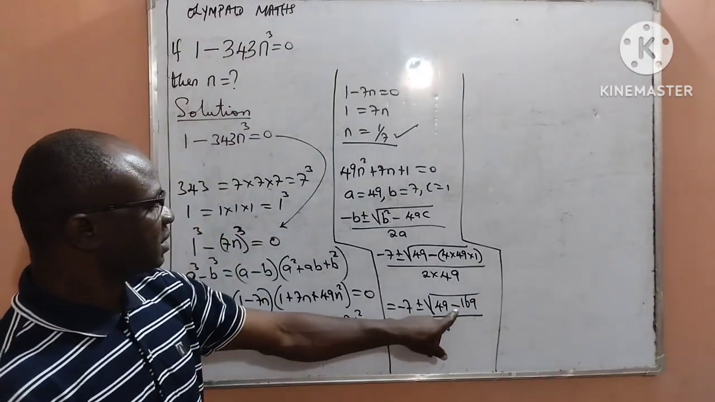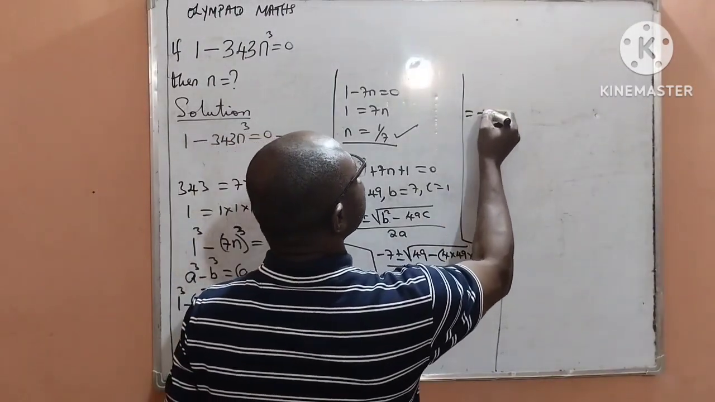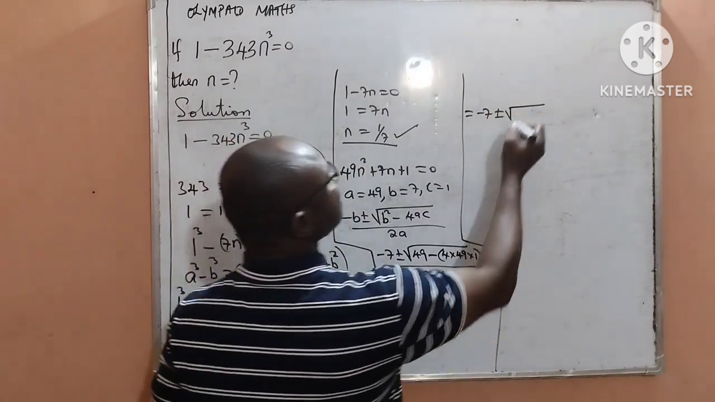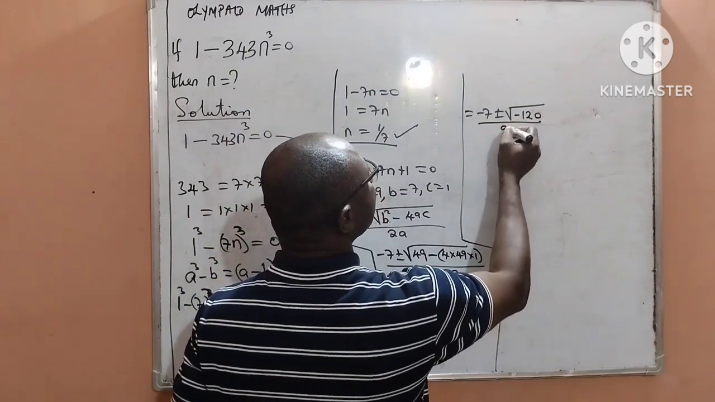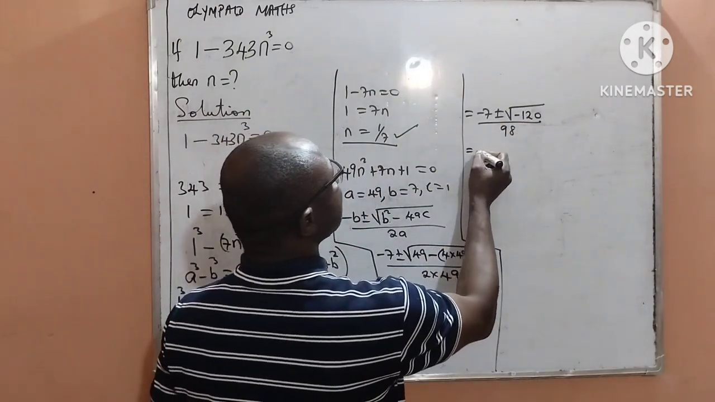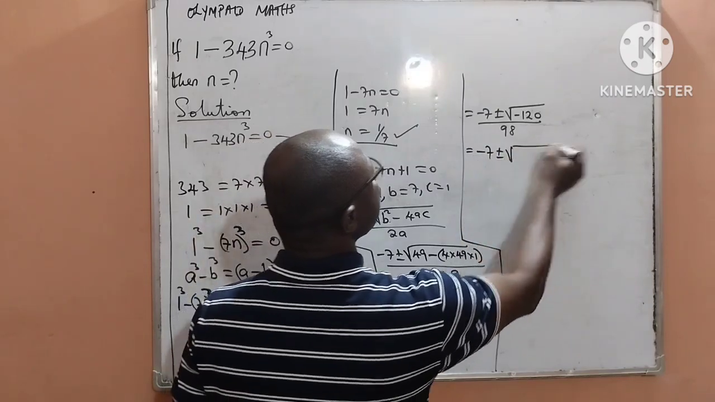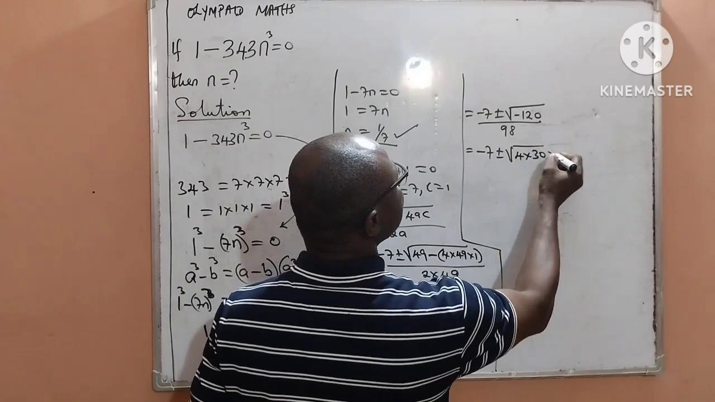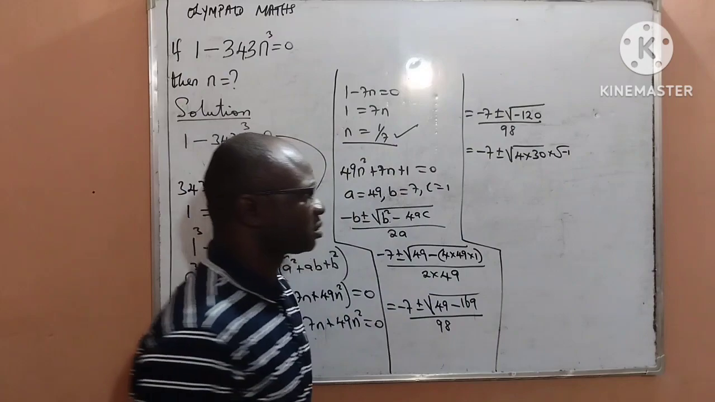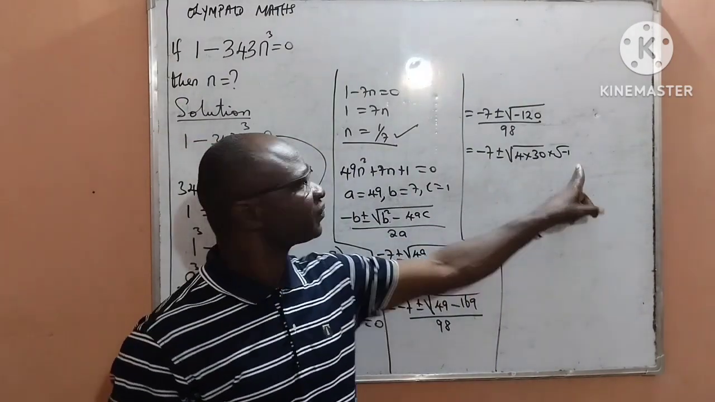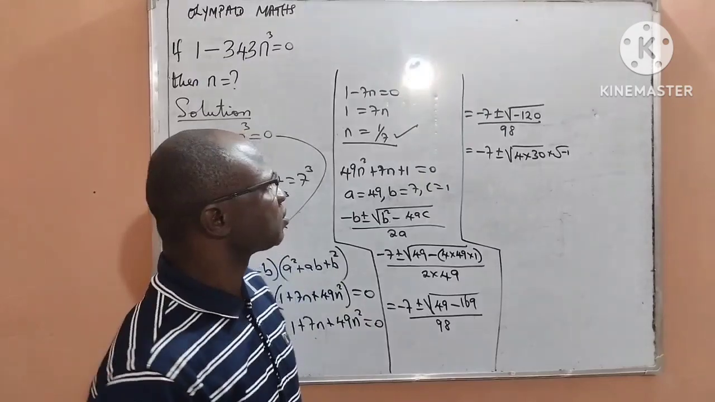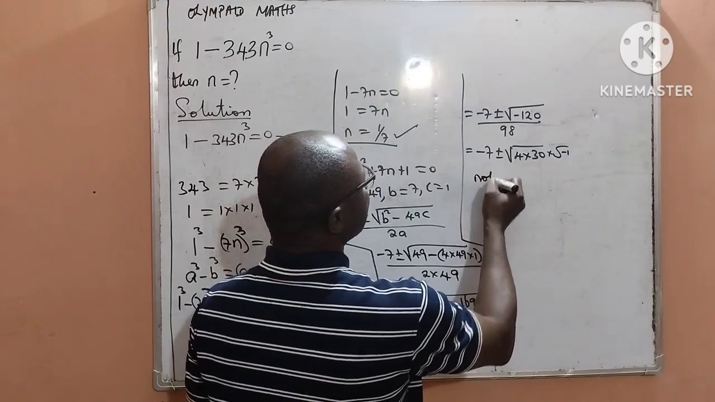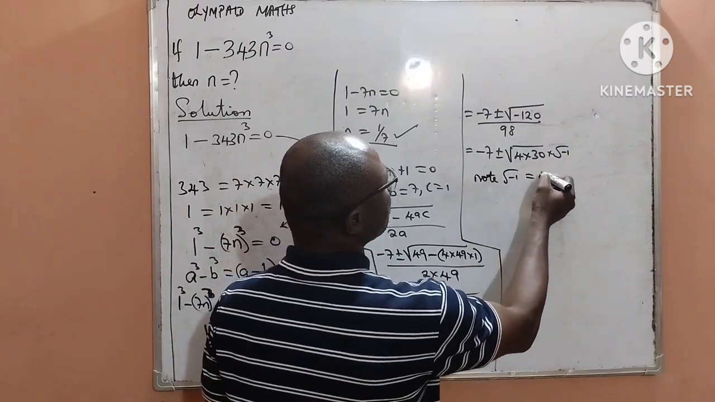Now from here, what I will have next is minus 7 plus or minus the square root of 49 minus 169, which will give you minus 120, all over 98. This can be written as minus 7 plus or minus, then 120 is the same thing as 4 multiplied by 30, multiplied by the square root of minus 1. If I take out the square root, I am going to get the square root of minus 120. But note that root negative 1 is equal to i.